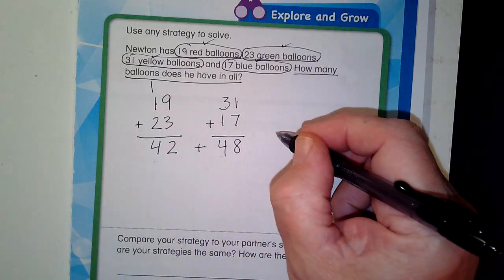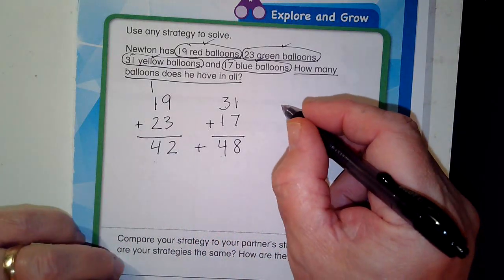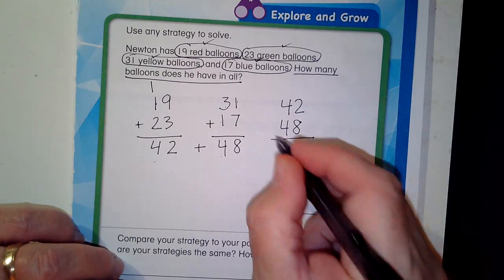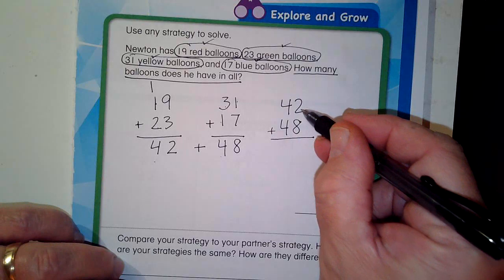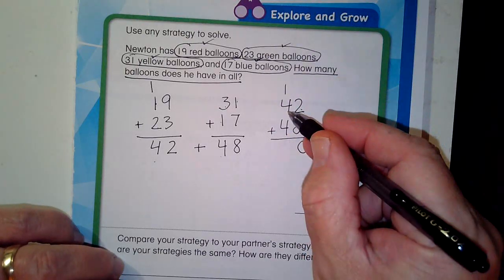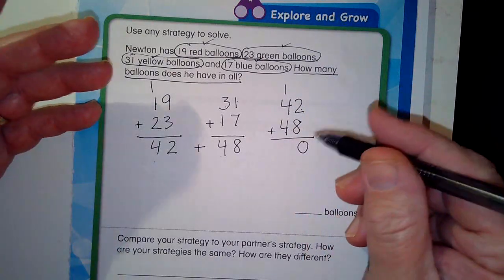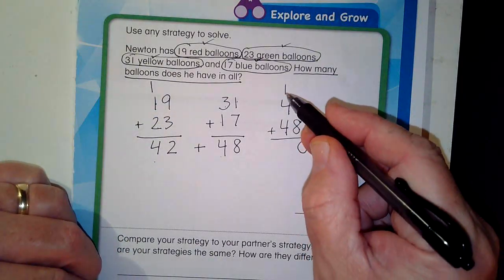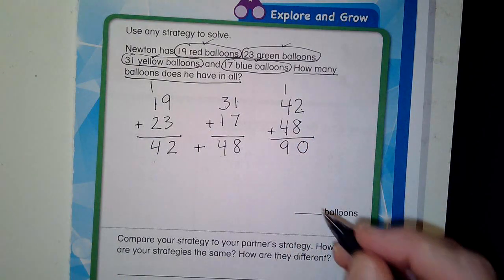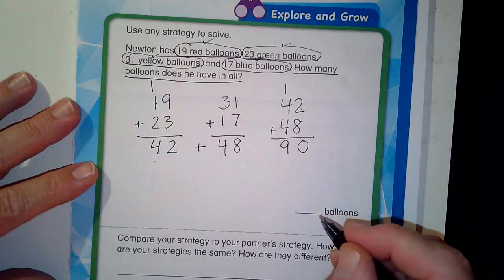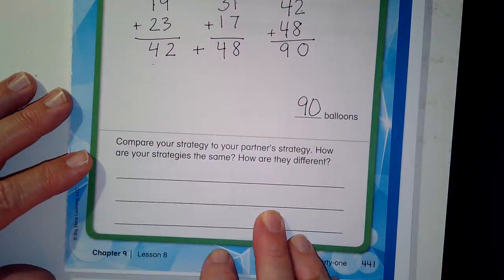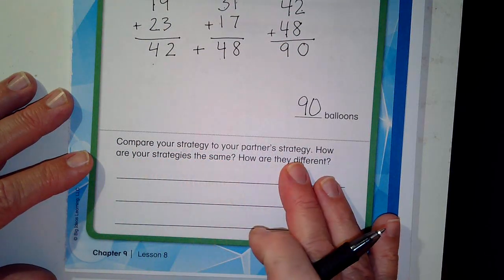42 plus 48. I'm going to add those. 2 plus 8 equals 10. That's 0. 1 goes up here. 4 plus 4. I'm going to look at my doubles first. 4 plus 4 equals 8, plus 1 more is 9. So how many balloons did he have altogether? 90 balloons. Now, this part here, it says compare your strategy to your partner's strategy.